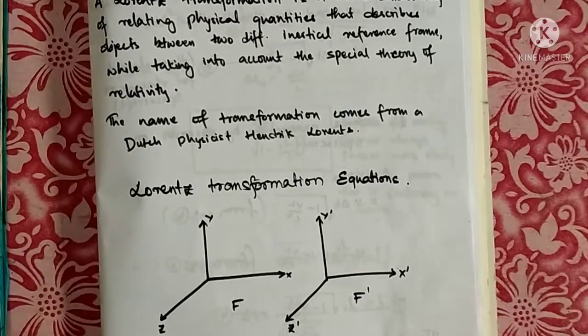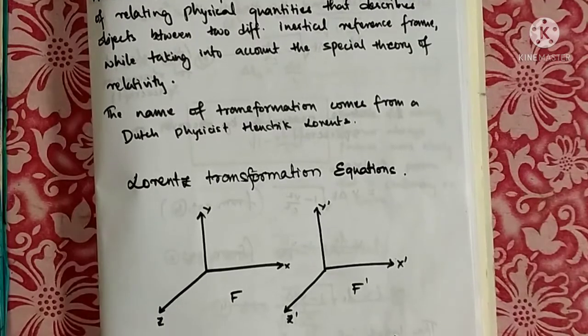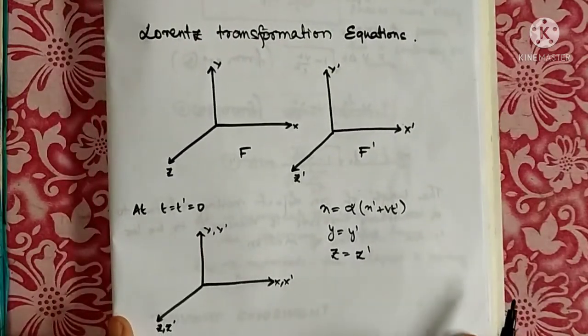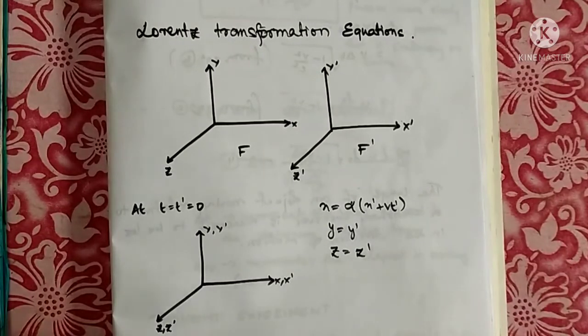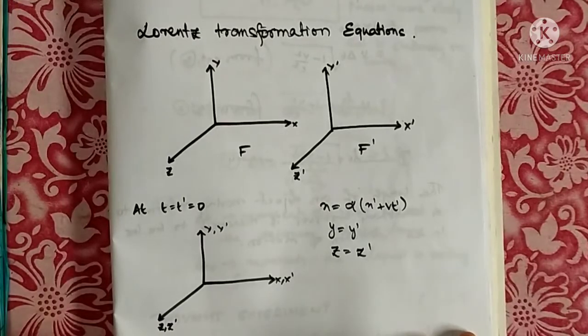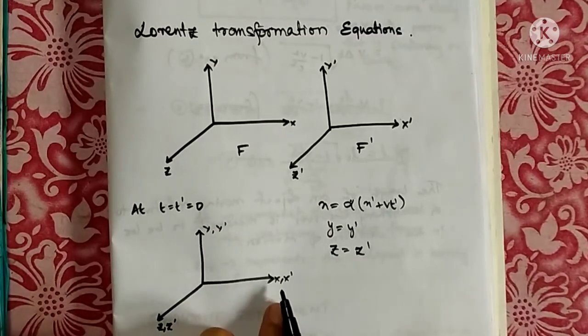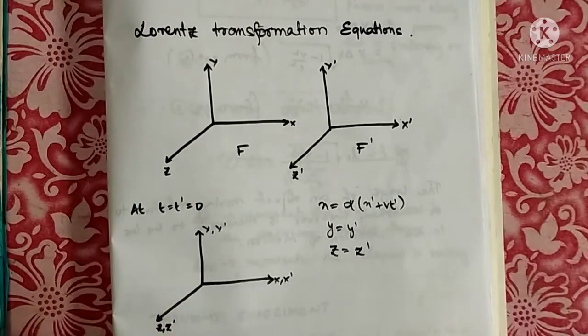Now at t equals t prime equals 0, the two frames are superimposed, or they are found at the same exact position, that is, z and z prime lie on the same axis, x and x prime lie on the same axis, y and y prime lie on the same axis.